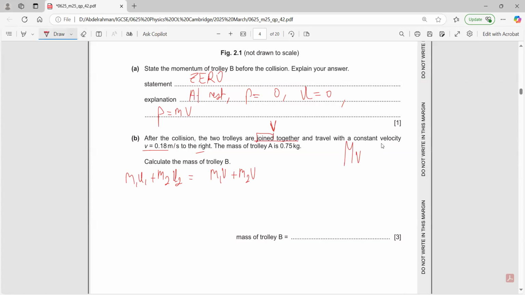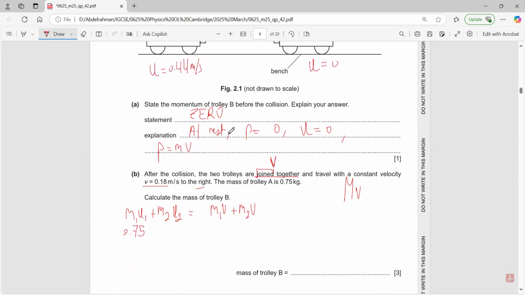Let's plug in the numbers. The mass of A was 0.75, and u1, the velocity of A before the collision, was 0.44, so 0.75 times 0.44, plus m2 u2, which is 0, because initially it was at rest. So this equals m1 v, which is 0.75 times the velocity of A after the collision, which was 0.18, plus m2 times v, which is 0.18.